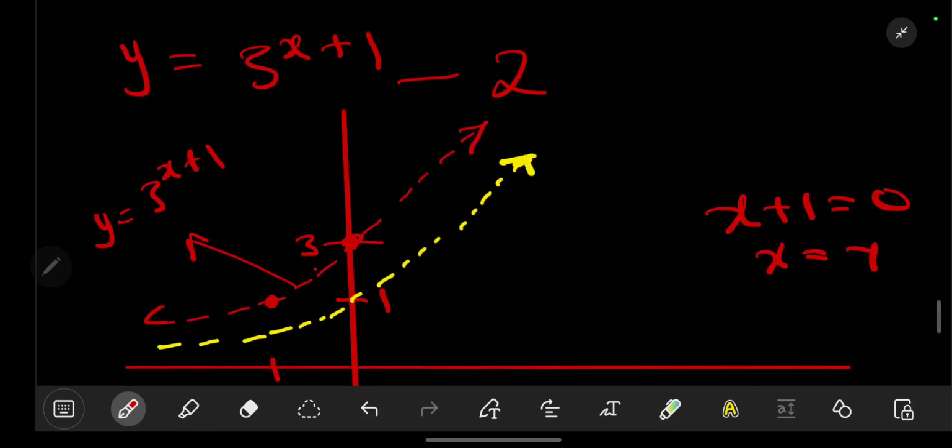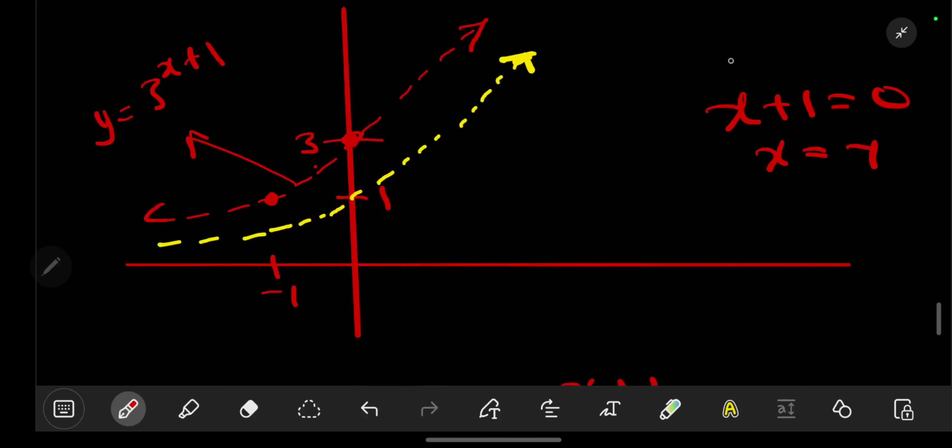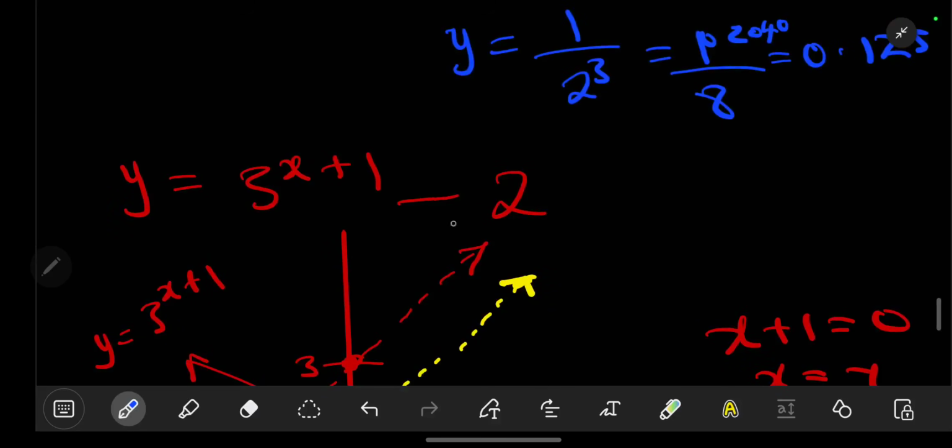Then from here, what we are going to do is we are going to subtract. So to graph minus 2 means subtract 2 from every coordinate.